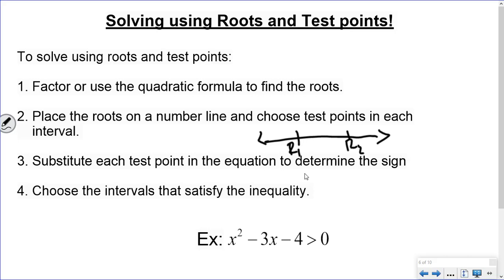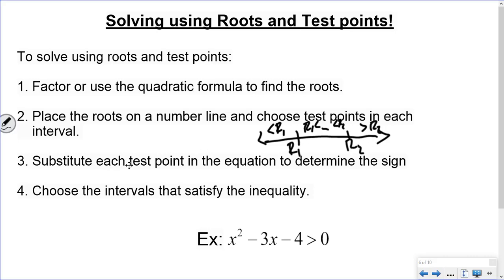Then we're going to use test points. So we're going to say, if this is root 1, let's test some number that is smaller than root 1. Let's test some number that's in between root 1 and root 2. And let's test some number that is larger than root 2. Right? So we're going to test 3 numbers: one that's smaller, one in between the two of them, and then one larger than the other.